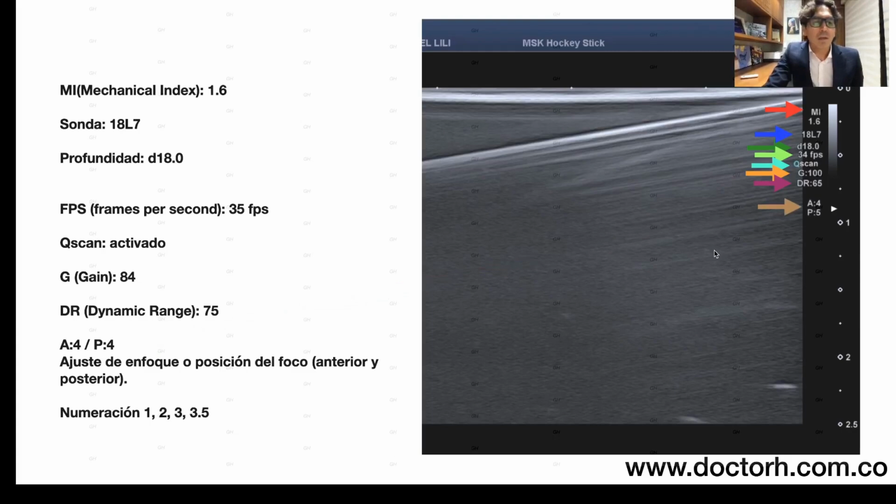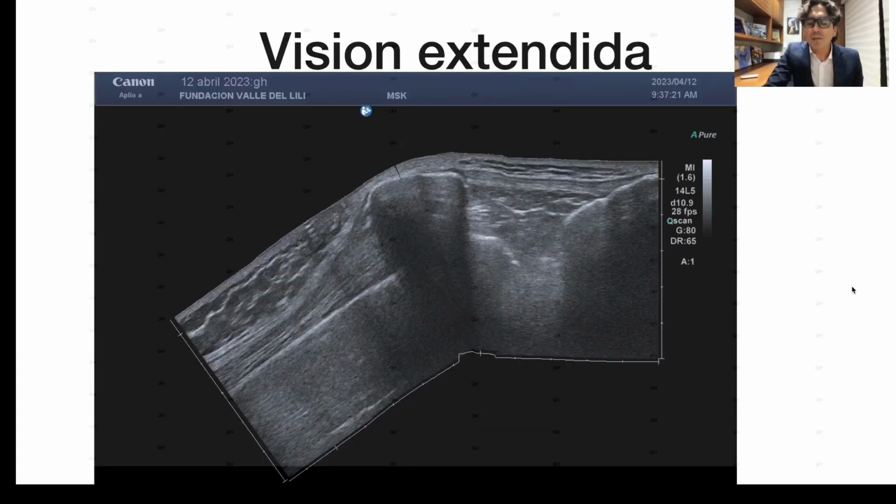This other key tells us about the number of focuses. So we have multifocus. This machine can do up to 4 focuses at the same time. And this last one, the numeric ruler, in this case, gives us the depth in centimeters that we're using on our machine.